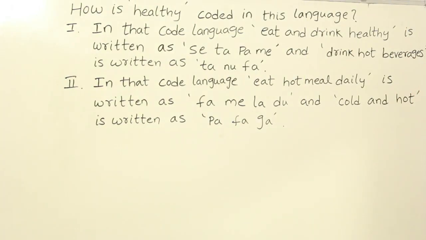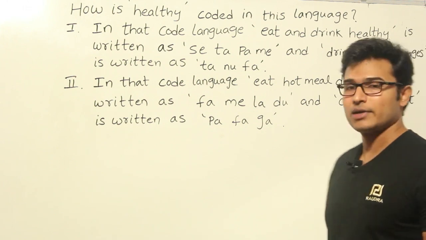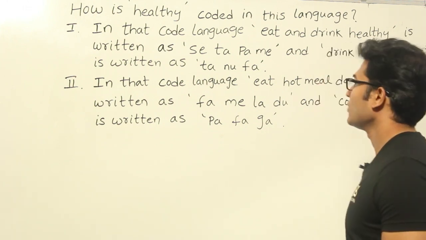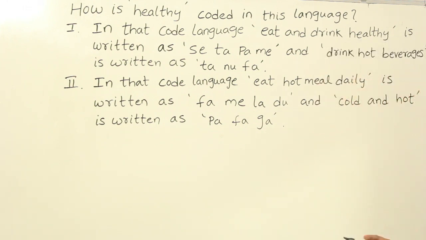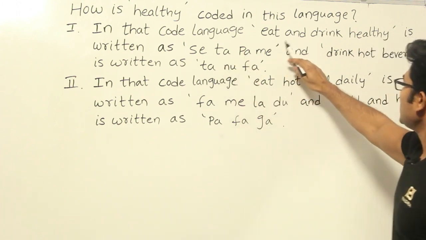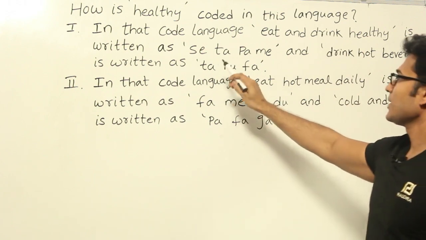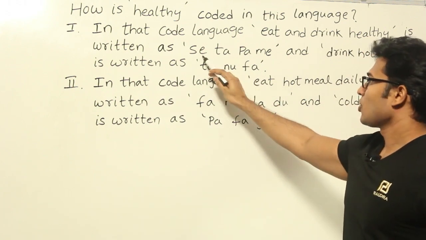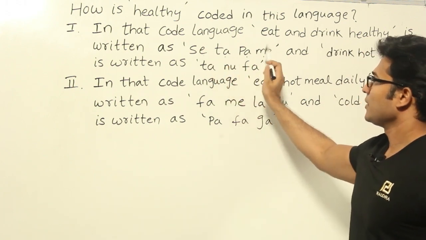Now let's see this. How is "healthy" coded in this language? They are giving a code language and asking us what the code corresponding to the word "healthy" is. In that code language, "eat and drink healthy" is written as this combination: SCTAPAME, right?